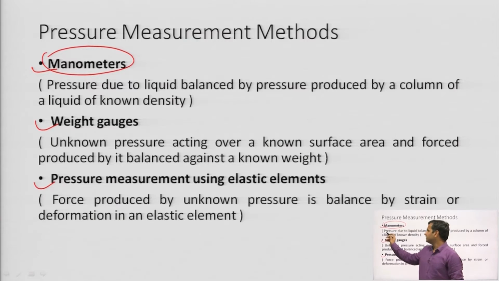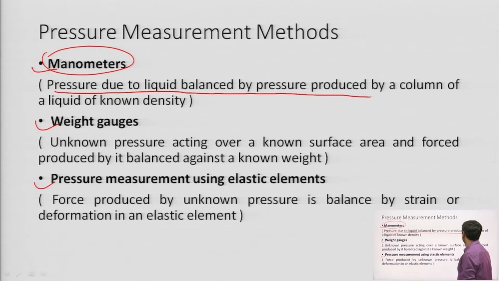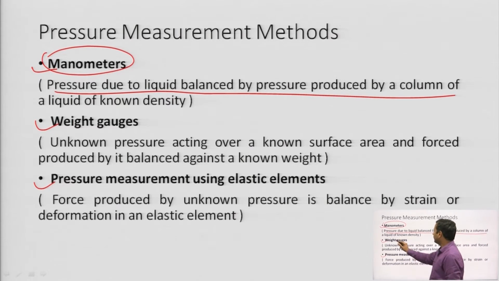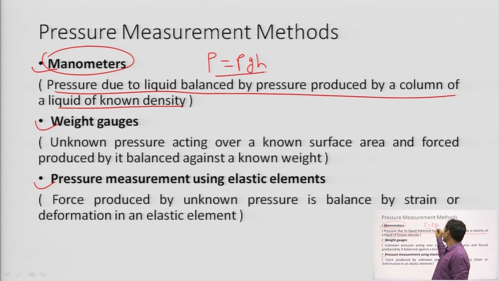The basic definition of a manometer, which I told you in the last class also, is that a pressure is balanced by the pressure produced by a column of liquid of known density, and it works on the formula P is equal to rho g h. Okay.